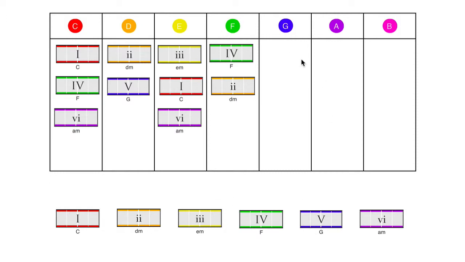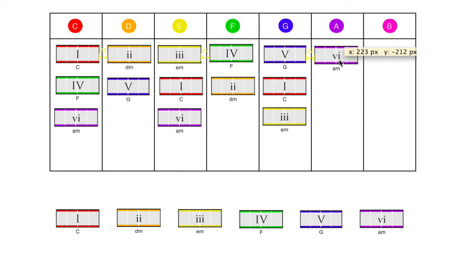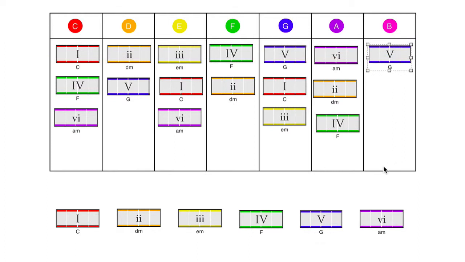For 5, G, we have the 5 chord, G major. We also have the 1 chord. And we have the 3 chord. A, we have the 6 chord, A. But we also have the 2 chord, D minor. And the 4 chord, F major. Finally, B, scale degree 7, we have the 5 chord, G, and the 3 chord, E.